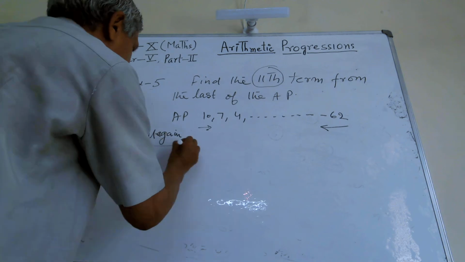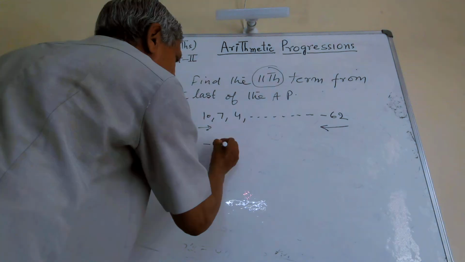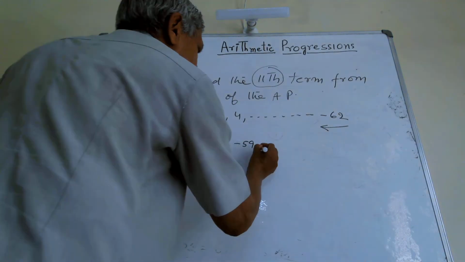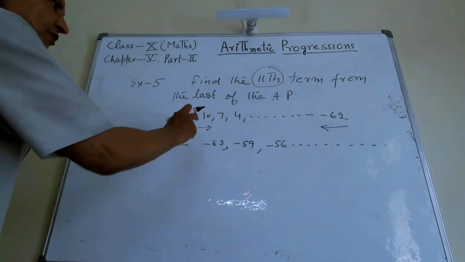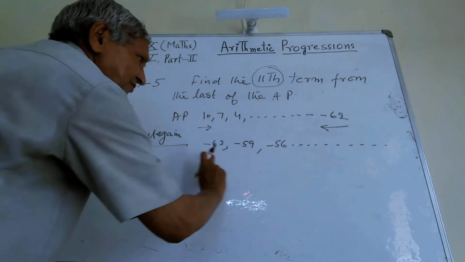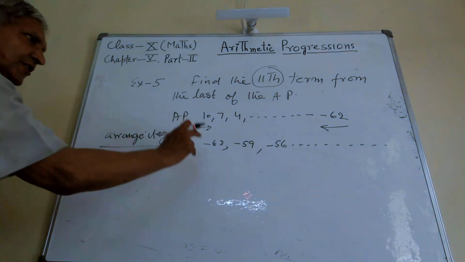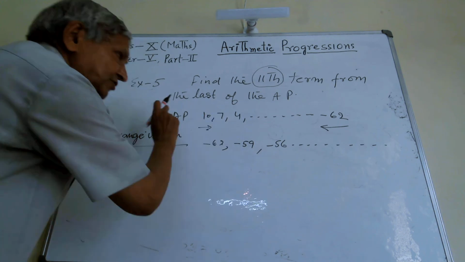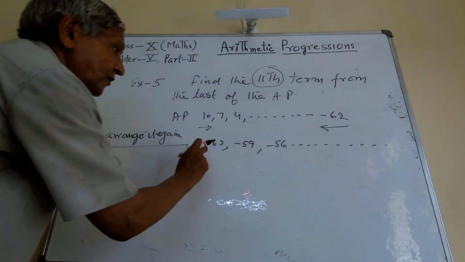Arrange it again. Now the last term will be the first term: minus 62, minus 59, minus 56, and so on. This is the given series, and we have reversed it in this order. By reversing this series, you will get this series. Now you have to find the 11th term of this reversed series.